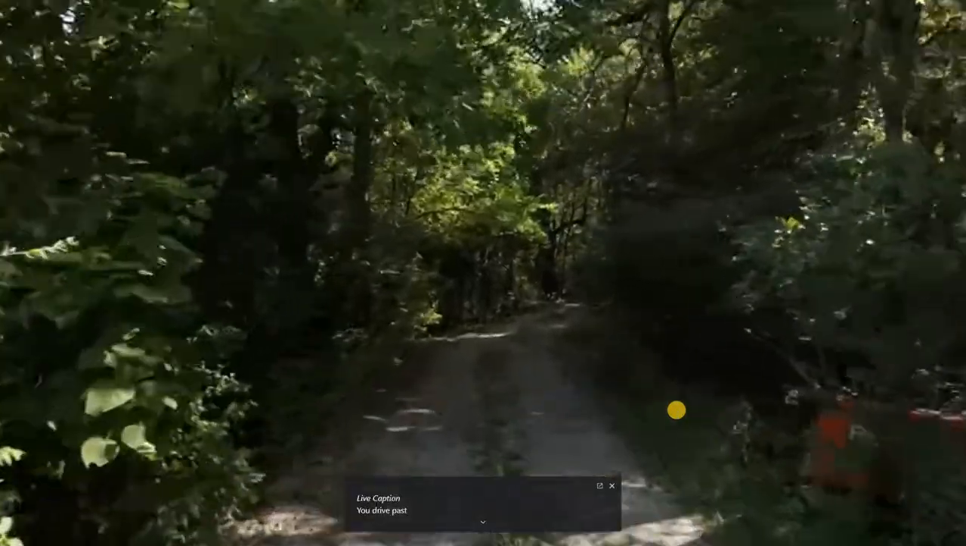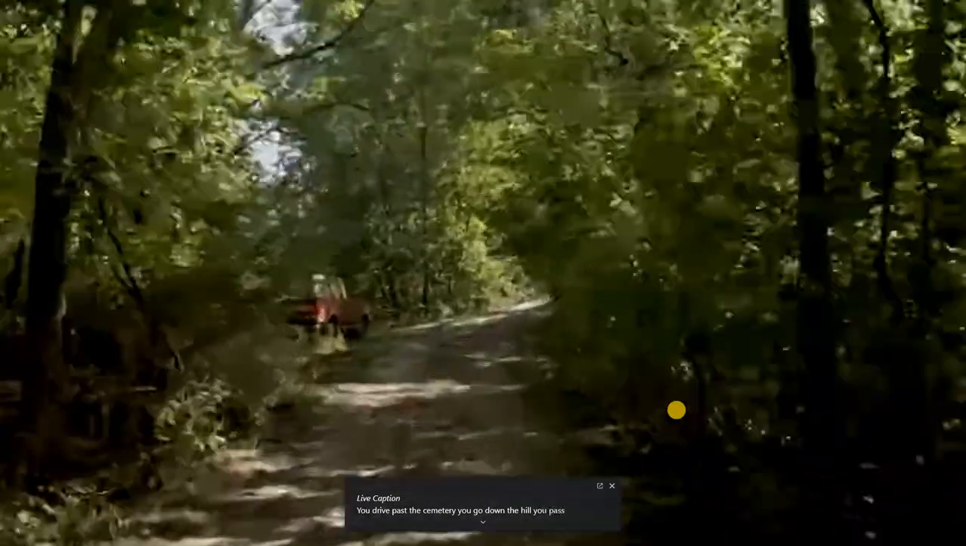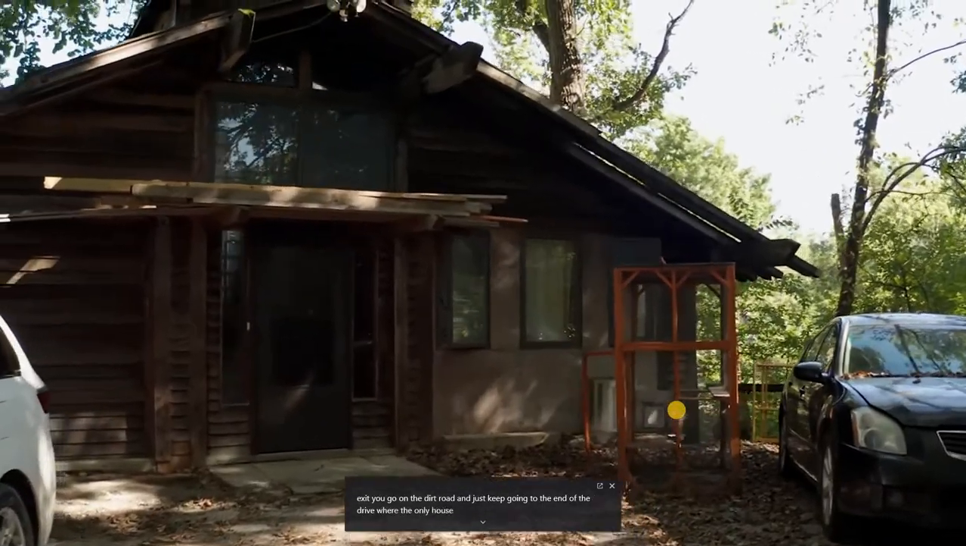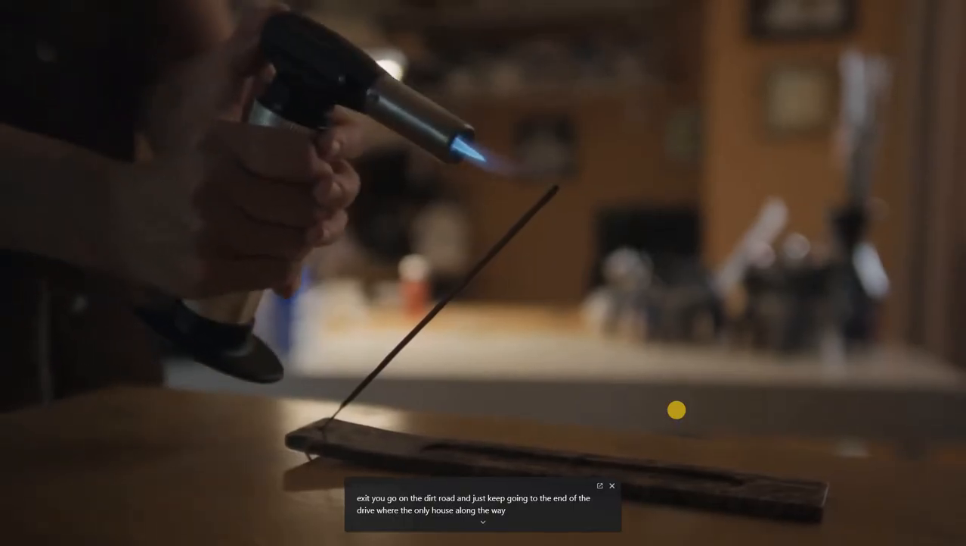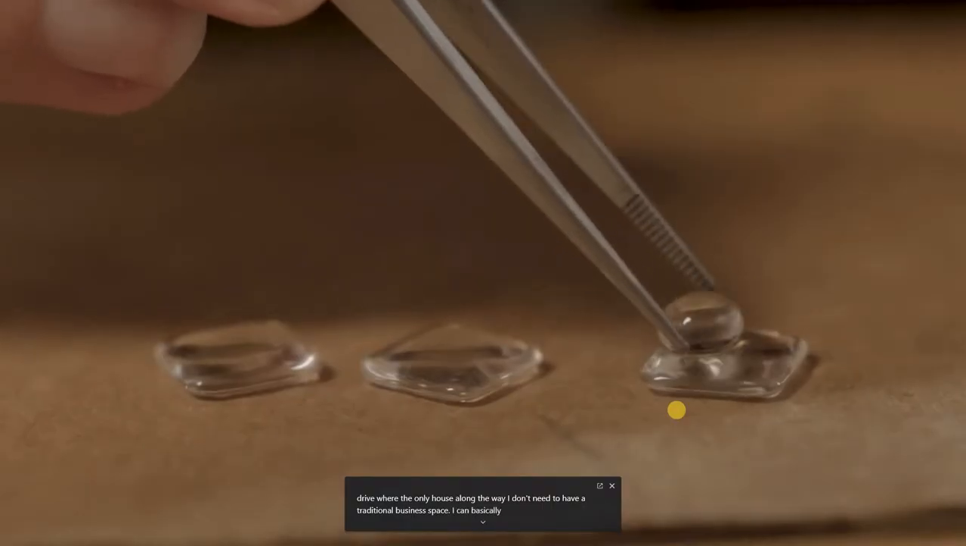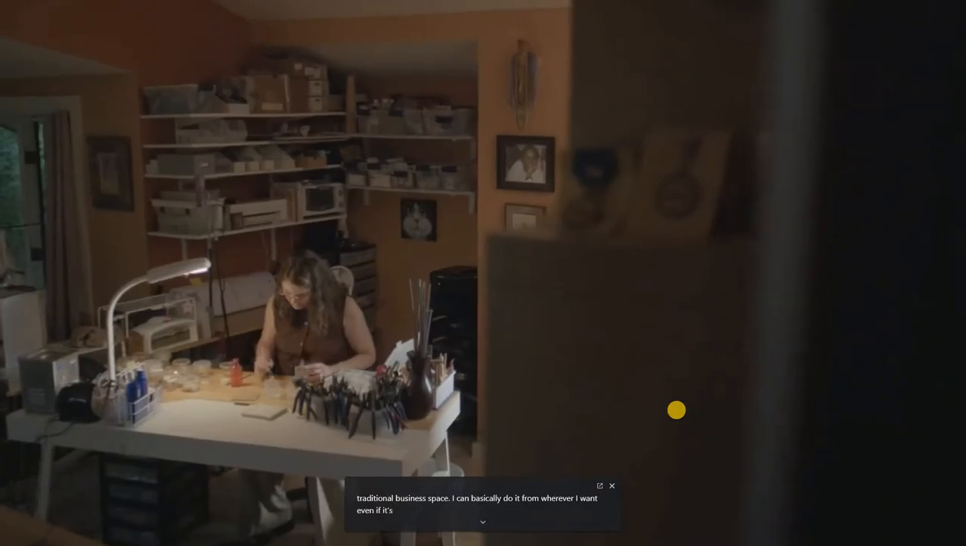You drive past the cemetery, you go down the hill, you pass the one exit, you go on the dirt road, and just keep going to the end of the drive. We're the only house along the way. I don't need to have a traditional business space. I can basically do it from wherever I want, even if it's the middle of the woods.